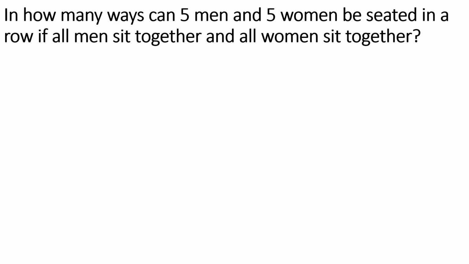In how many ways can 5 men and 5 women be seated in a row if all men sit together and all women sit together? Okay. So we have 5 men, we can write them as M1, M2, M3, M4, M5, and 5 women, W1, W2, W3, W4, W5. Now, seating arrangement means this is a question of permutation.